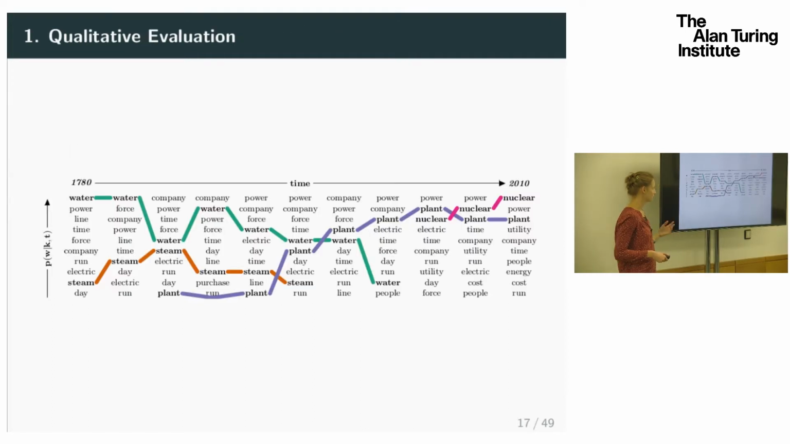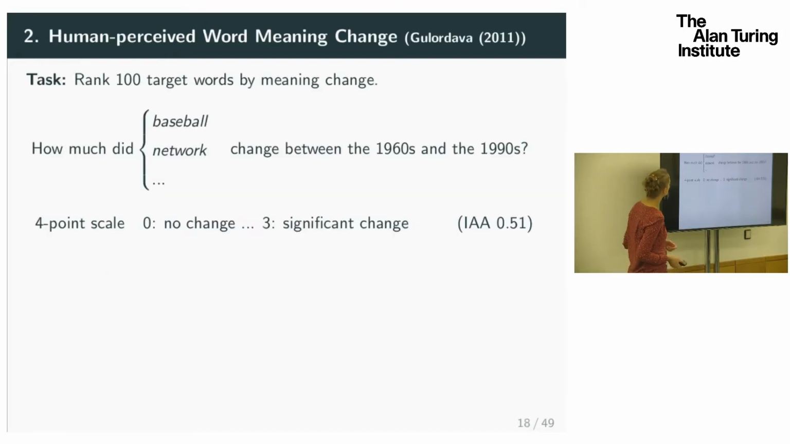This is all nice and good, but it would be nice to also quantify a bit how well our model does. One way we attempted to do that was replicating a study, or evaluating our model in a way that was proposed before in the literature by Gulordava et al. They collected a gold standard data set by asking people how much they think individual words have changed between the 1960s and the 1990s.